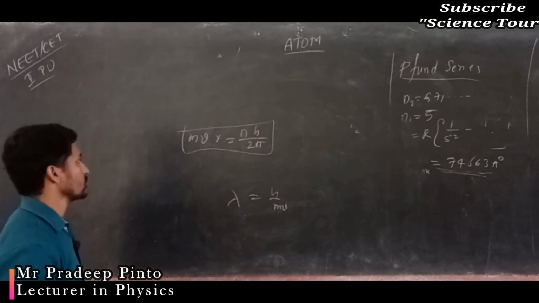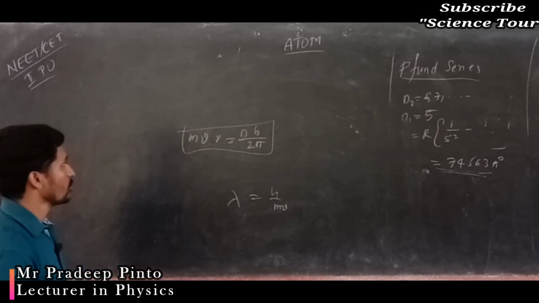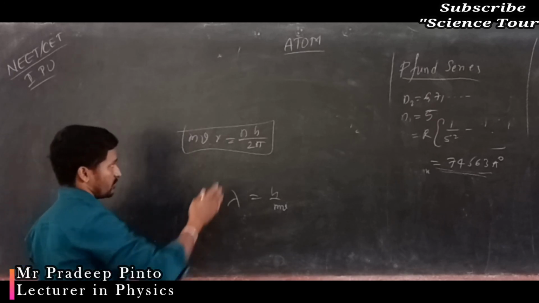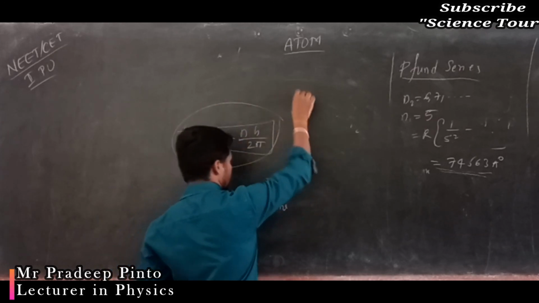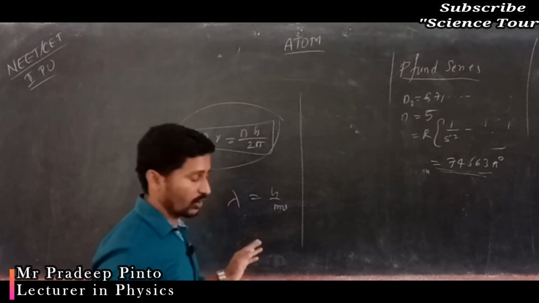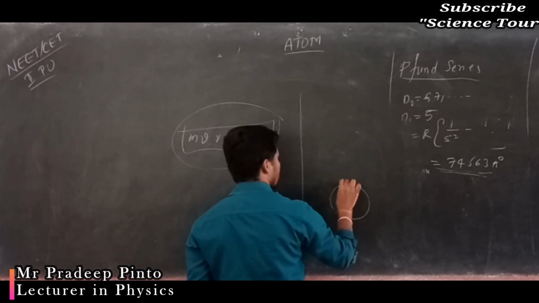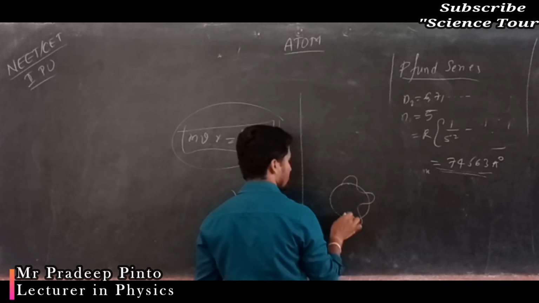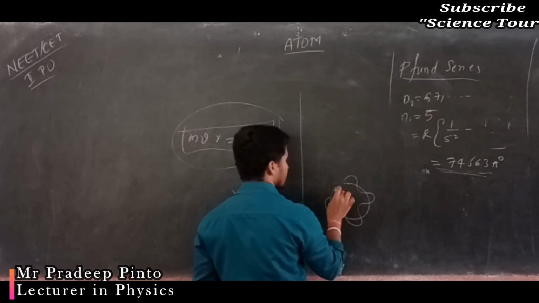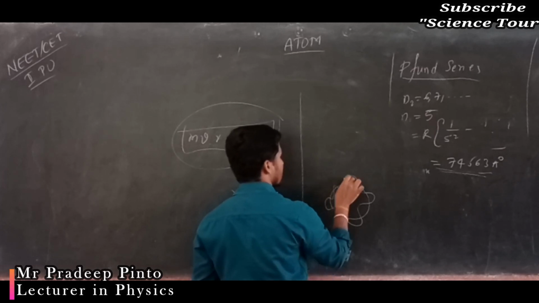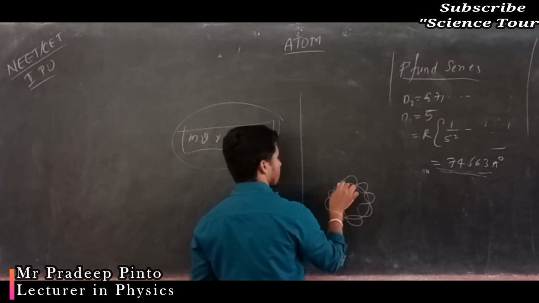By substituting both the equations, you can get mvr equal to nh by 2 pi. So how did we get that? De Broglie said that if electrons are stationary in the orbit, they give you stationary waves. They should not interact destructively, they have to interact constructively. So you are going to get a standing wave as the particle is rotating.